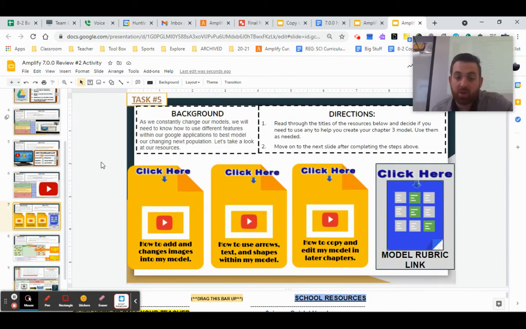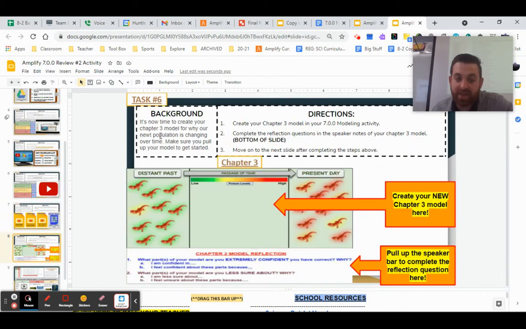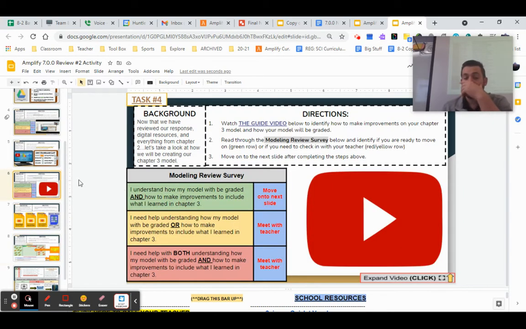But essentially, we're going to introduce what we're doing here. We're going to talk about your resources here in Task 5, and then in Task 6, you're going to actually go in and create your Chapter 3 model, along with creating your Chapter 3 reflection. So let's go ahead and begin breaking down how we're going to do this.